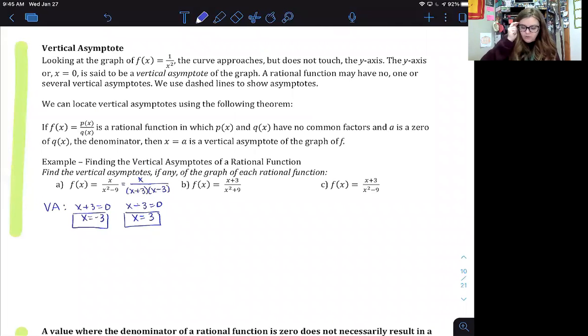All right, so looking at B, x plus 3 divided by x squared plus 9. We talked earlier about how x squared plus 9, if we solve for that, we get an imaginary number. So that means that there are no vertical asymptotes, and that's because the domain is all real numbers.